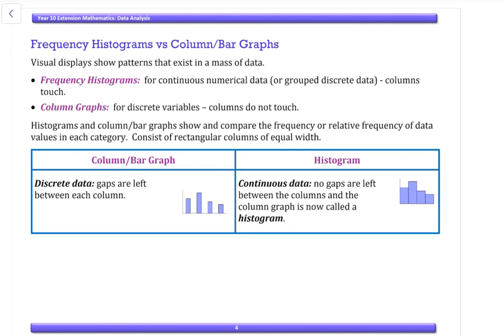Histograms and column bar graphs show and compare the frequency or relative frequency of data values in each category, and they consist of rectangular columns of equal width, and the height tells us what the frequency is, how much each thing occurred. So a column bar graph, discrete data, gaps are left between each column. Histogram, continuous data, no gaps are left between the columns, and the column graph is now called a histogram. And normally with a histogram we'll have a gap at the beginning, which is not shown in that graph.